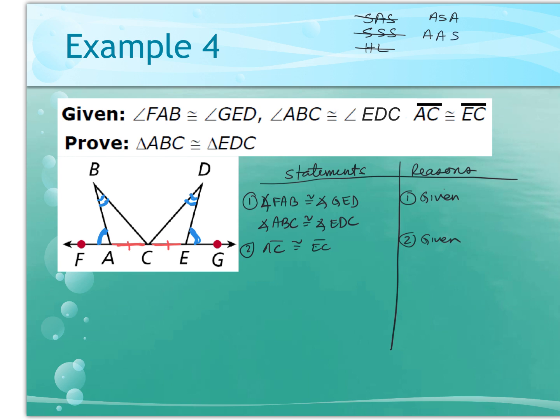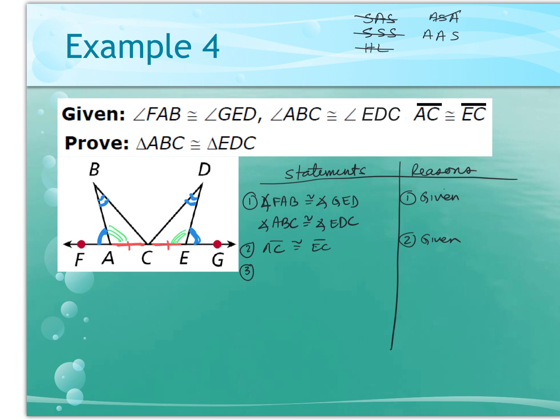And right now, I need to figure out which one. I think the one that I'm going to be able to prove is angle, angle, side. Because if I can prove that this angle here and this angle here are equal, then I can prove these two triangles are congruent using angle, angle, side. And I know that those angles are equal, and I'm going to tell you why.